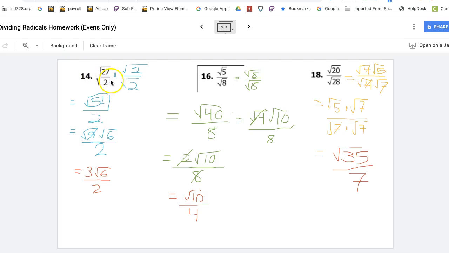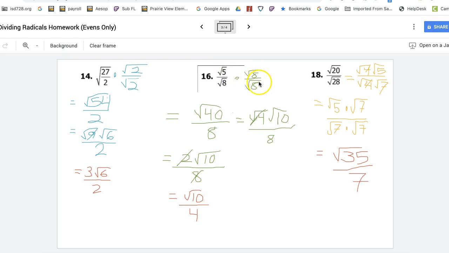Number 14, we're just going to rationalize right away. So I get 27 times 2, root 54 over 2 is my answer. Again, we can pull things apart. Root 9 is 3, and I get 3 root 6 over 2. And that is rationalized, no square root in the denominator.